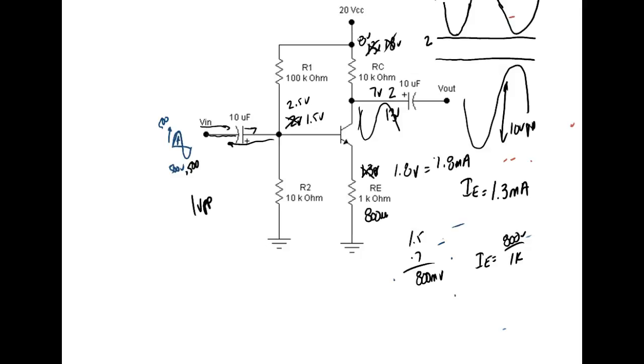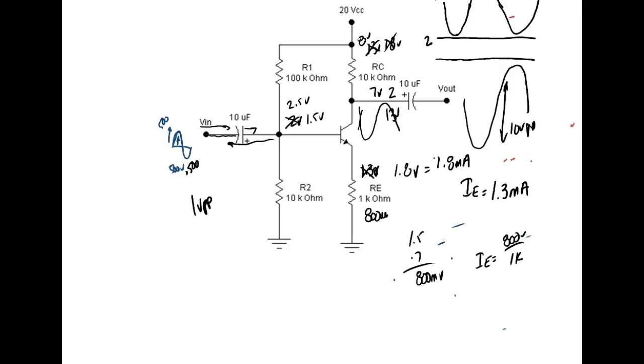Would we get a current gain out of this? We could. Well, it depends on what we hook this thing up to. You know, if I hook this up to a 100 ohm resistor, we're going to get a lot of current gain. If I hook it up to a 1 megaohm resistor, we're not going to get any current gain. So it all depends on what load this amplifier is driving.